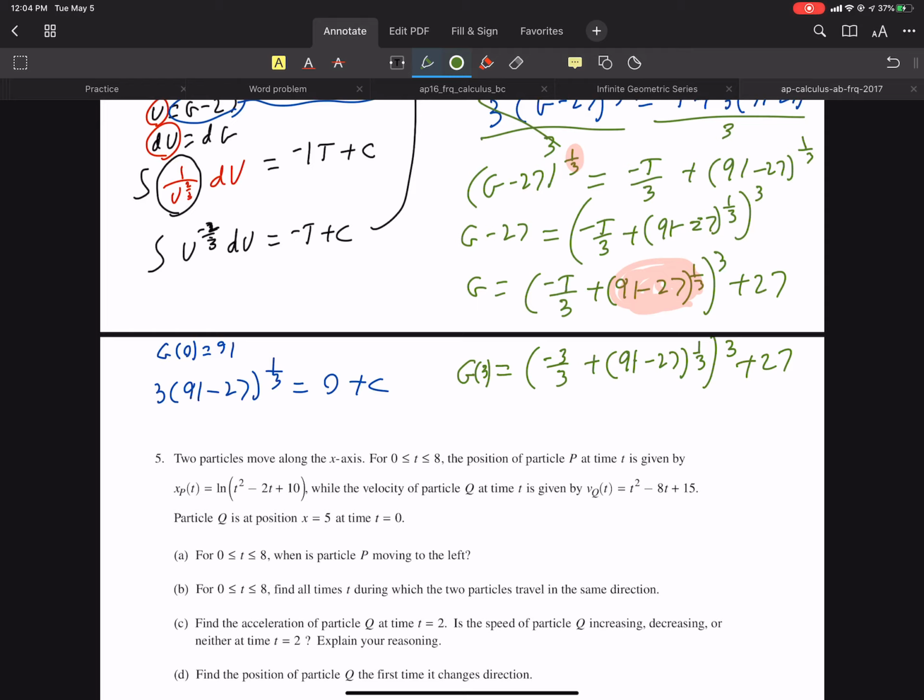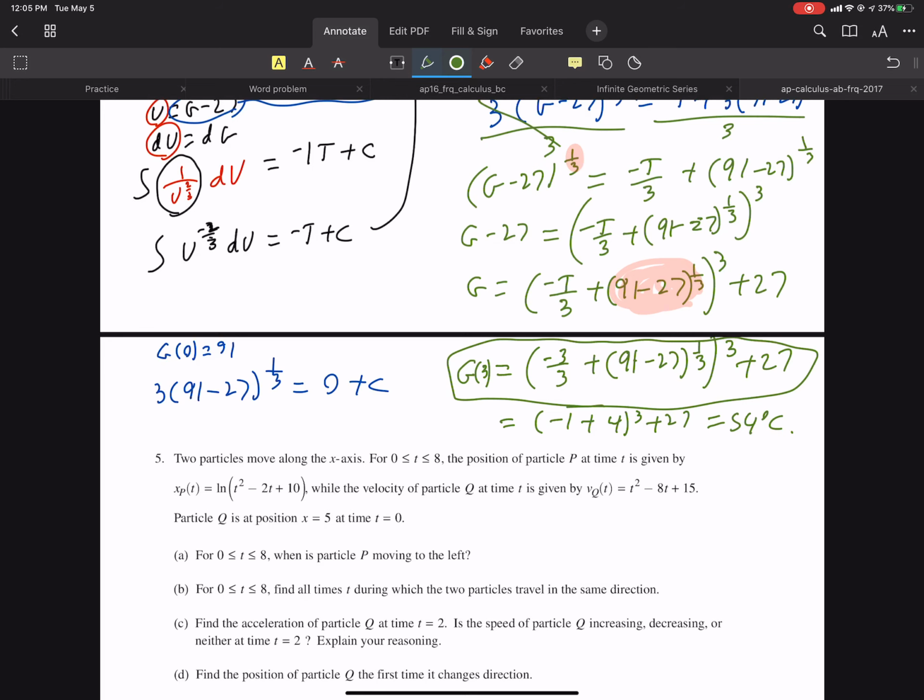We're done. Let me see if my answer comes out right. I'm just going to make sure my answer matches what the book says. Negative 1 plus 4 cubed plus 27. That's going to be 27 plus 27. That's 54. Yes, it matches the book's answer.